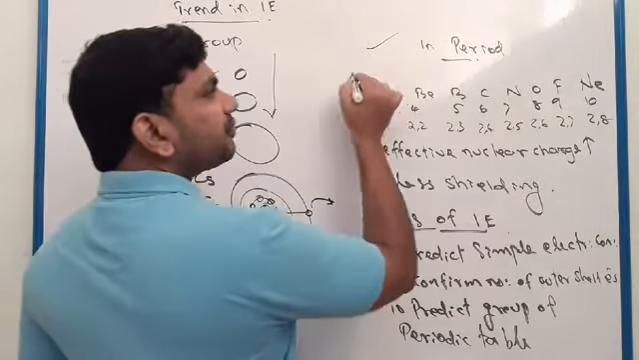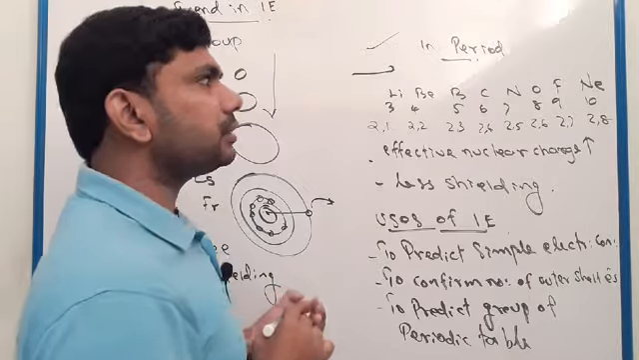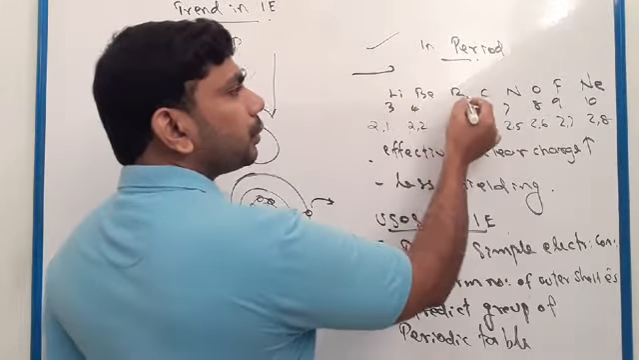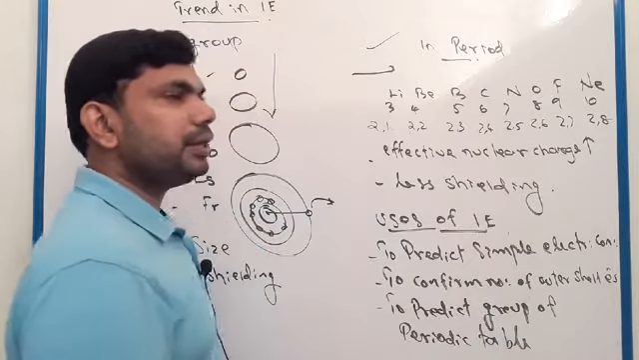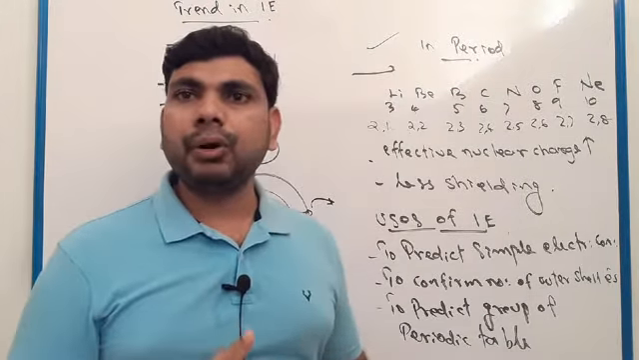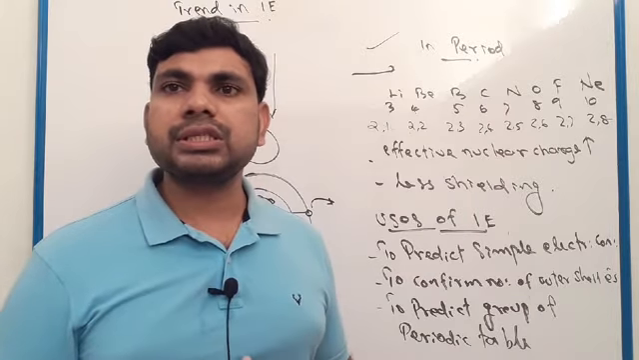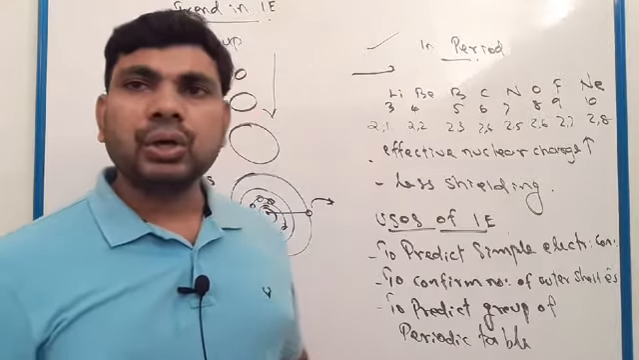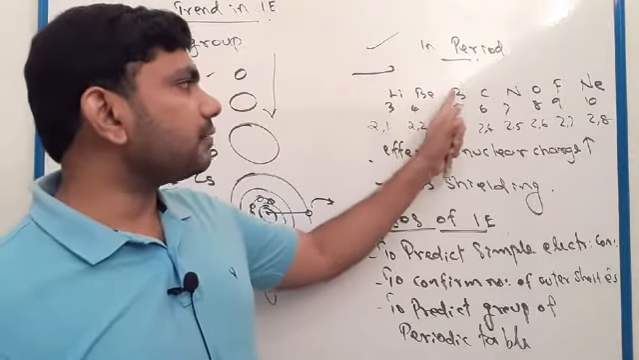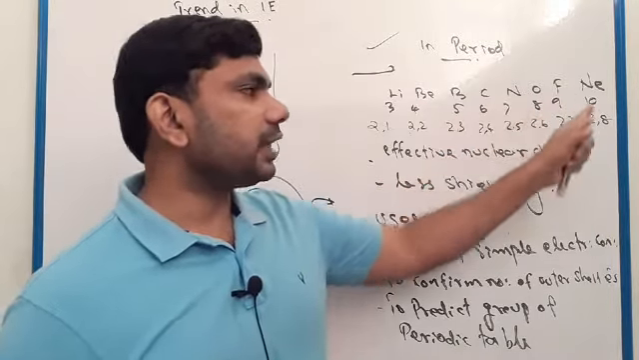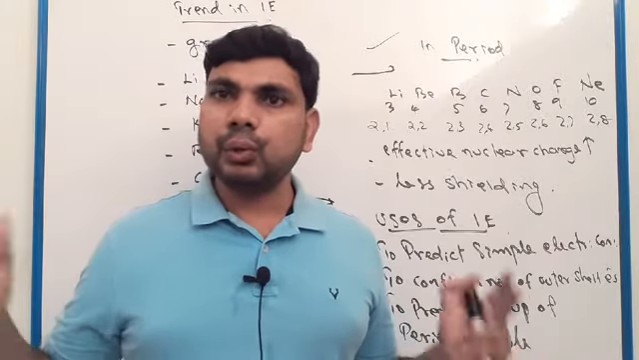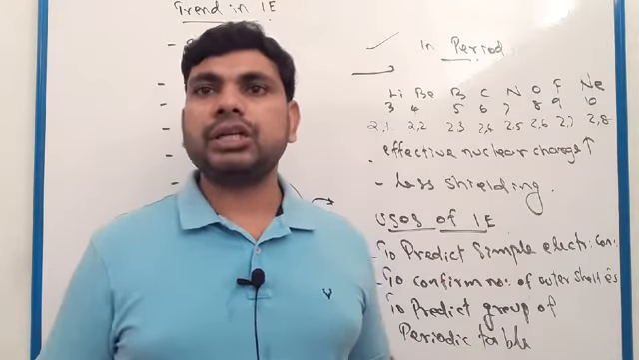Next one here we have to discuss in period. Period means from left to right in a periodic table. Example for period: lithium, beryllium, boron, carbon, nitrogen, oxygen, fluorine, neon. Lithium atomic number 3, then 4, 5, 6, 7, 8, 9, 10. Atomic number increases from left to right in the periodic table.